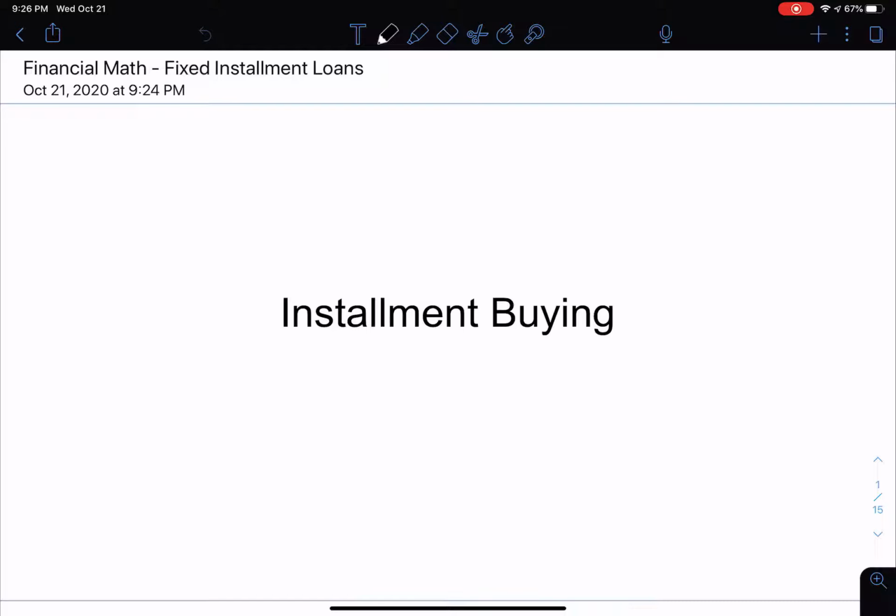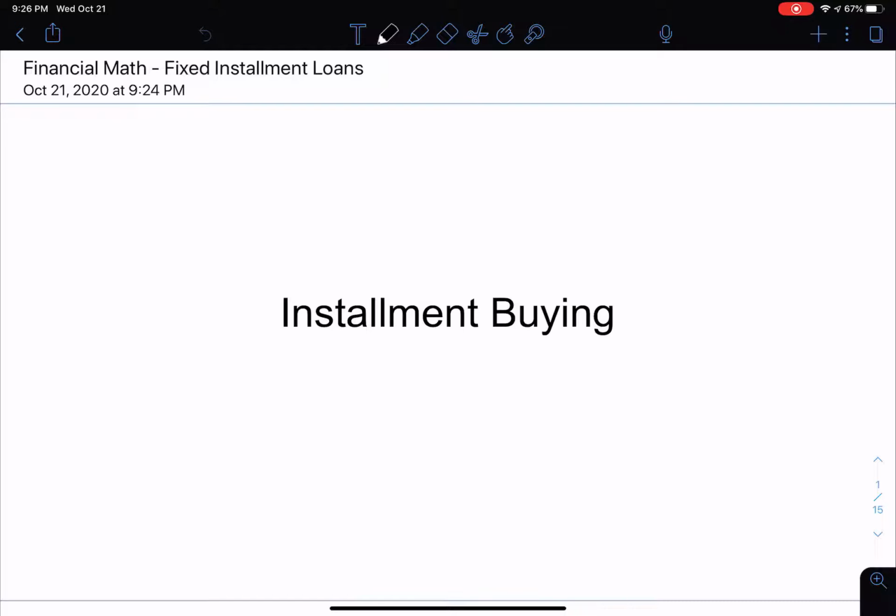Today we're going to talk a little bit about installment buying, specifically fixed installment loans. You might take out one of these if, let's say, you need to buy a new AC system for your house. If you don't have the money all up front, you might take out a fixed installment loan where you take out a certain amount, there's interest charged, and then you pay payments and pay it back and get it paid off. We're going to look at those, and then we're going to look at how they figure out the payment.